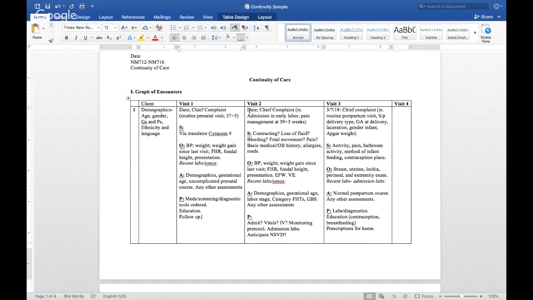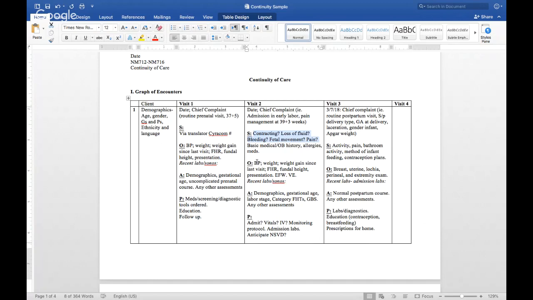Visit 2 for me was an admission to labor and delivery. I did not end up delivering this patient. So the date, the chief complaint, why she's there, subjective information, the basic triage assessment. So is she contracting? Is she leaking fluid? Is she bleeding? Is baby moving well? And what kind of pain is she in? And you can include, again, a basic medical OB history as you think necessary, and allergies and meds.